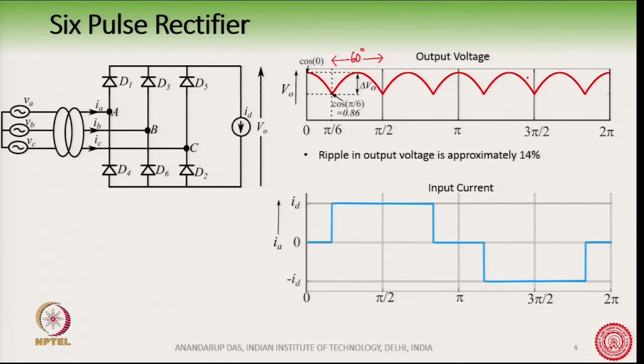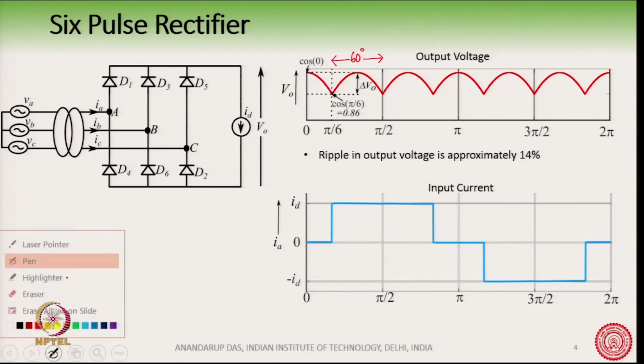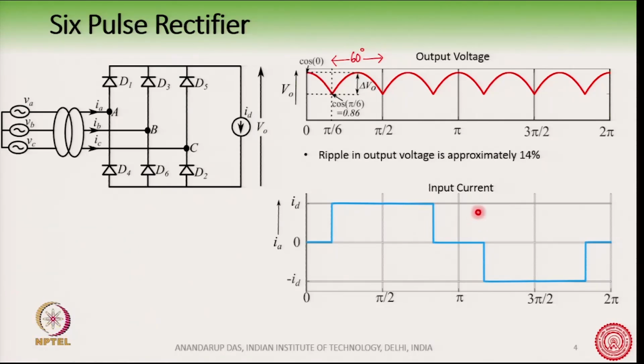Now, what is the input current waveform? If you take any phase, suppose you take IA, the input current waveform typically looks like this. This is a quasi square wave waveform, where for some time this is 0 and sometimes this is equal to the load current magnitude when the diodes are conducting. So, when D1 is conducting, this is a positive value, when D4 is conducting, it is a negative value. So, this blue waveform here is how the input current looks like.